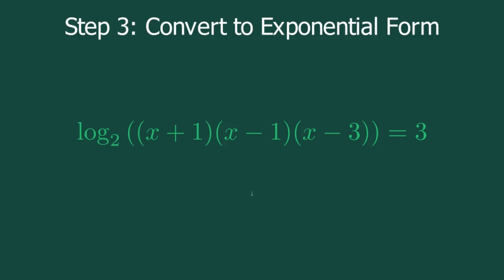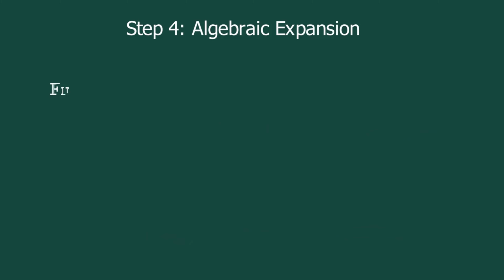Now convert the logarithmic equation into exponential form. Since the logarithm is base 2 and equals 3, the expression inside the logarithm must equal 2 raised to the third power. 2 raised to the third power equals 8. Let's simplify the left-hand side.